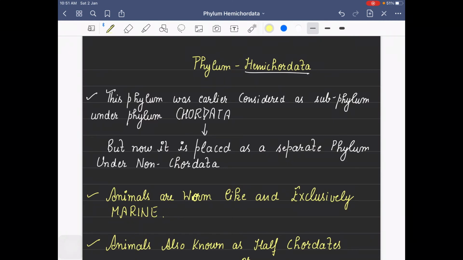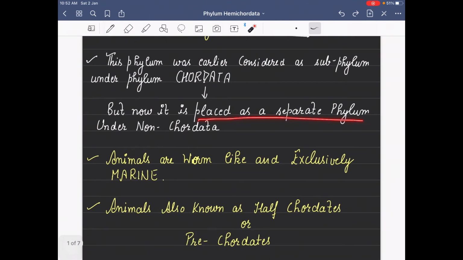And continuing with our chapter, that is Animal Kingdom. Today we will talk about our phylum, that is Hemichordata. We will discuss Hemichordata today, and one phylum is left, that is Chordata. This phylum was actually considered a subphylum under Chordata, but now it is placed as a separate phylum under non-chordates, right?